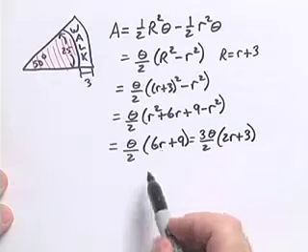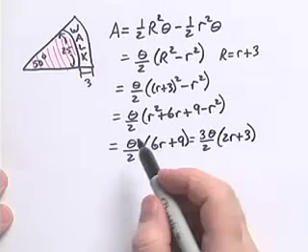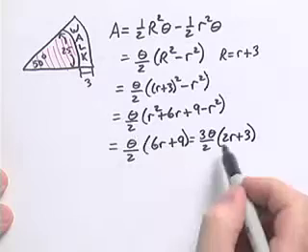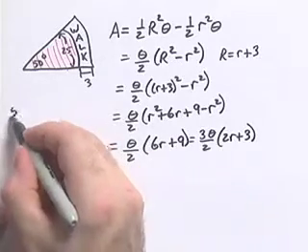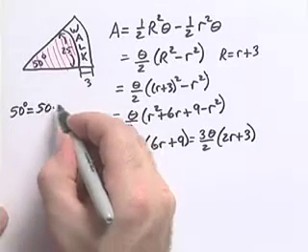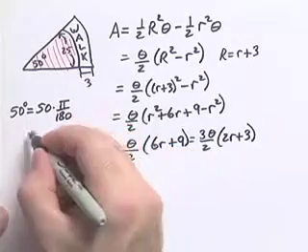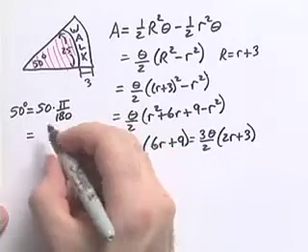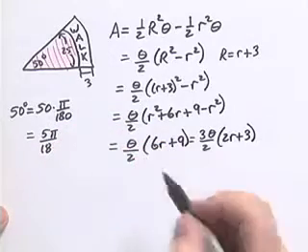Now we need to know the values for theta and r. Theta is given in the problem as 50 degrees, but to use it in this formula, we need to have that in radians. We can convert 50 degrees to radians by multiplying by pi divided by 180. That will give us 5 pi divided by 18 radians for our angle.